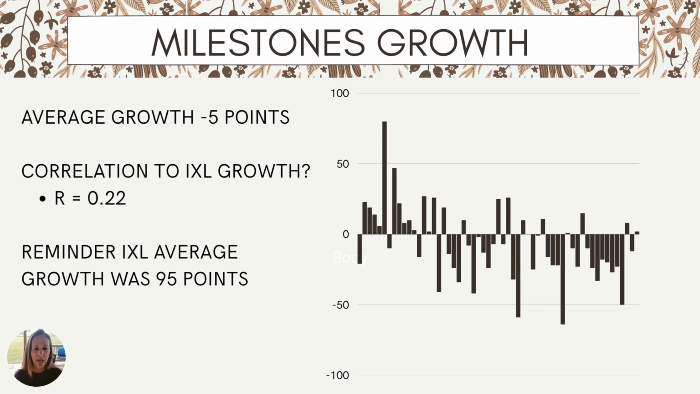So as I'm looking at my milestones growth, I want you guys to understand how I created this chart. This is actually a bar chart, not a histogram. So each bar actually does represent a student's growth. If you see a really tall bar, that's one student that had really high growth. If you see a bar going down very low in the negative direction, that's one student who regressed a lot.